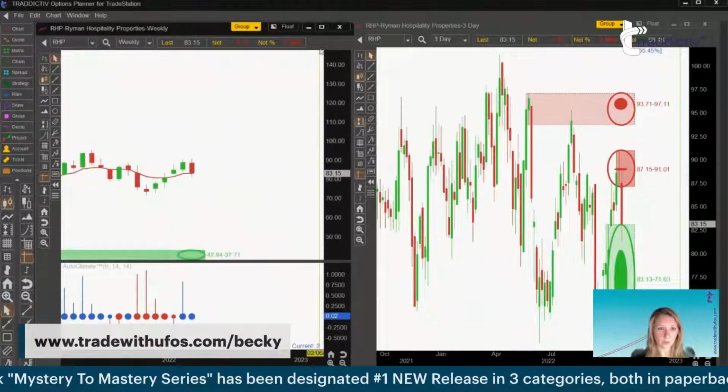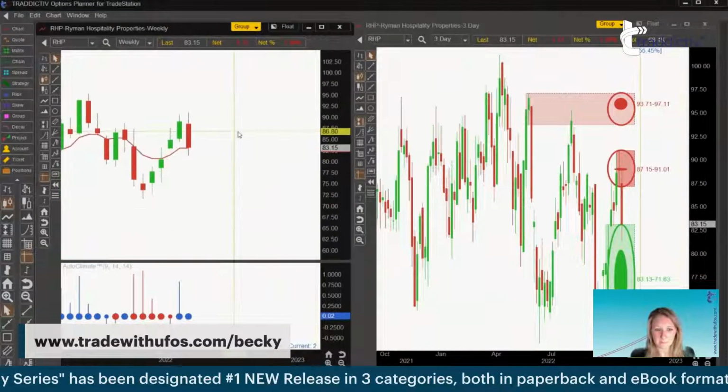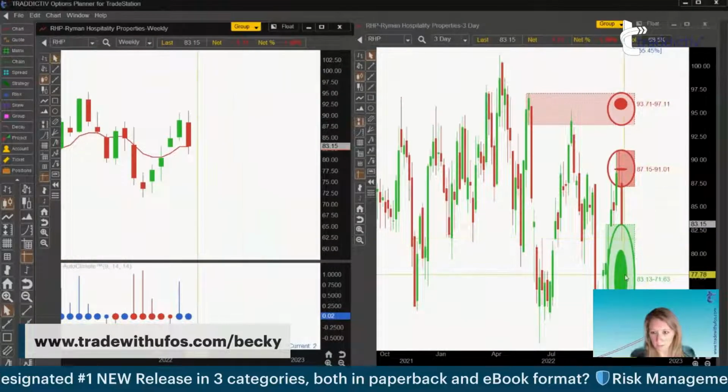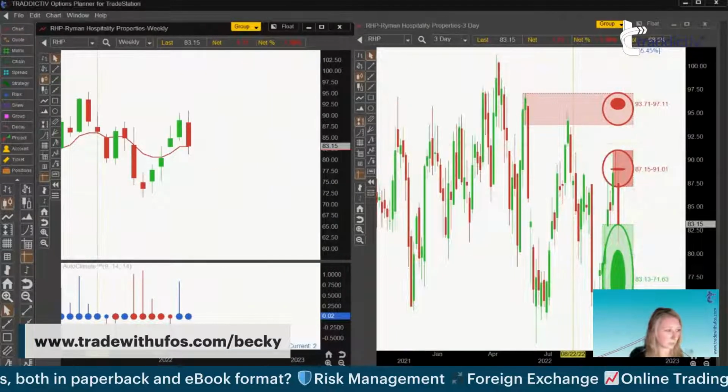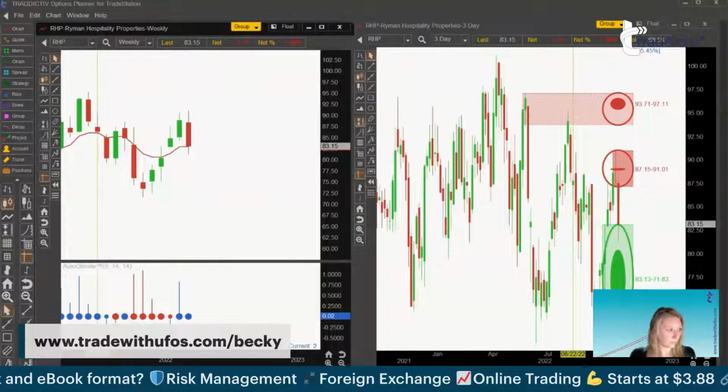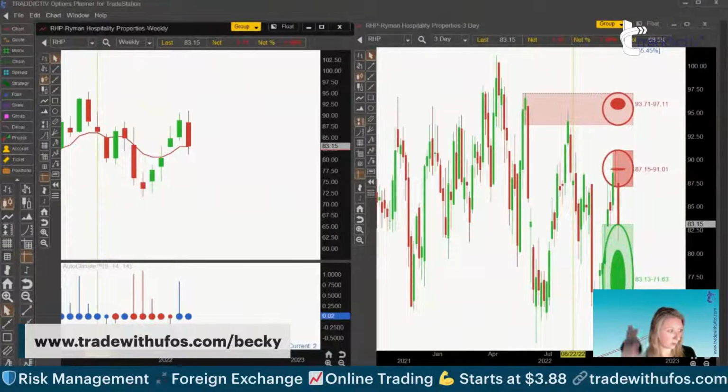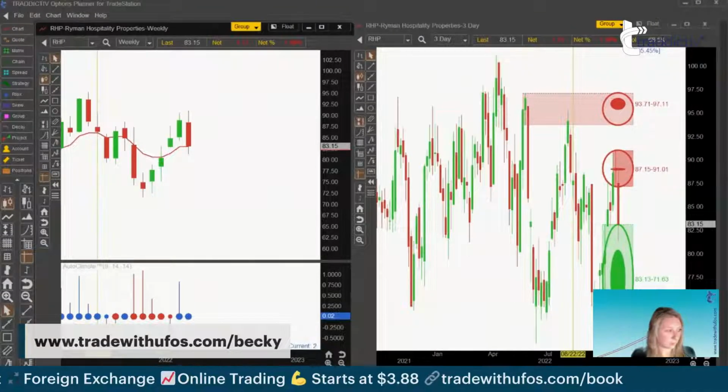Okay, so it looks like we've got one here, Ryman Hospitalities. At market, looks like it. Our EMA is within here. We've got more than a 50% chance that the UFO works based on the criteria that we use for it.